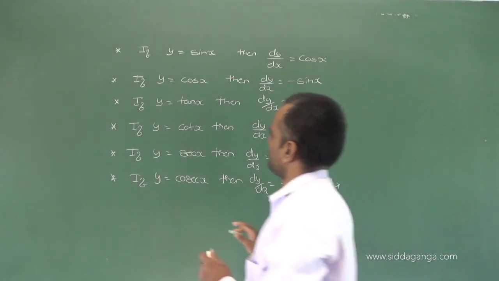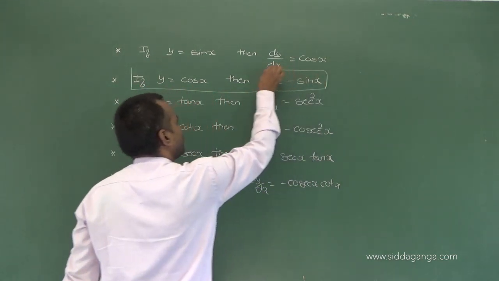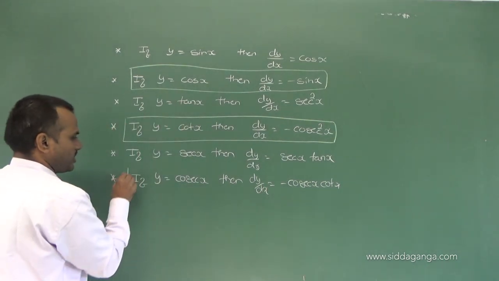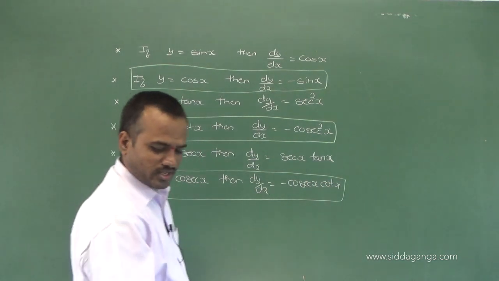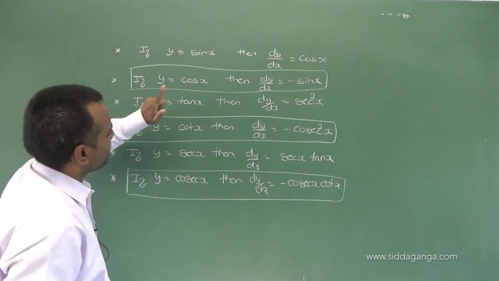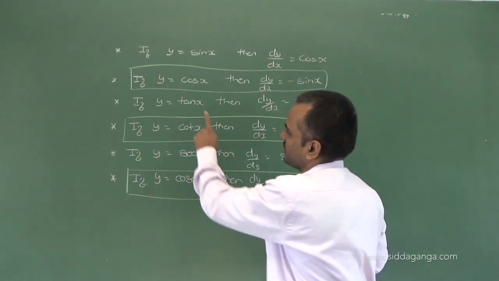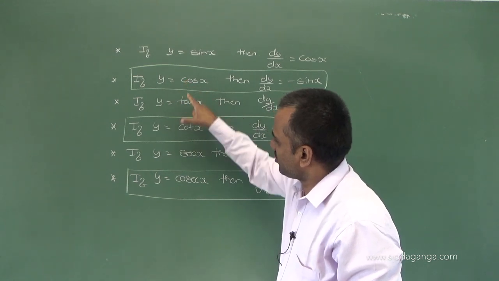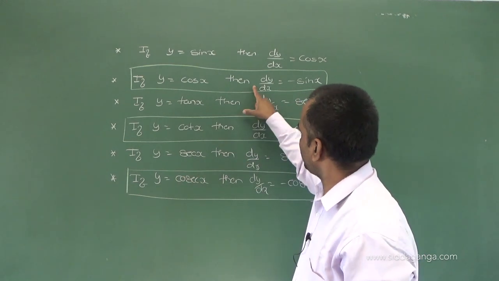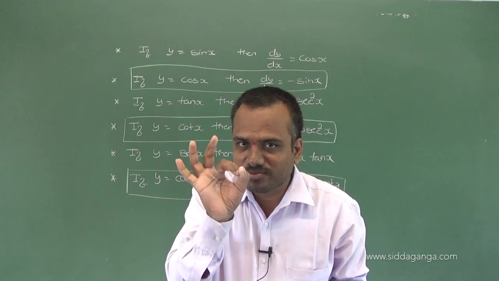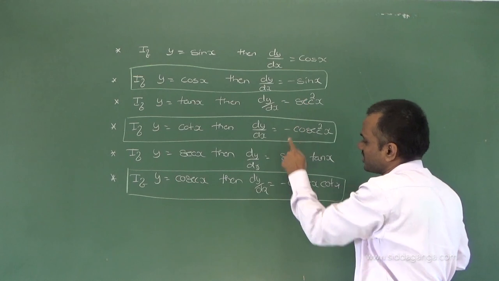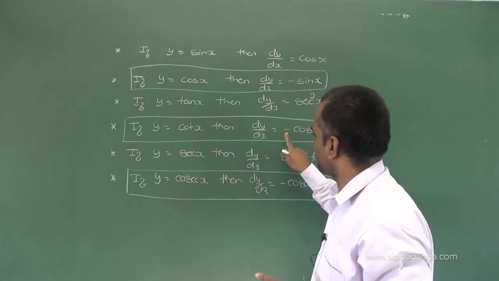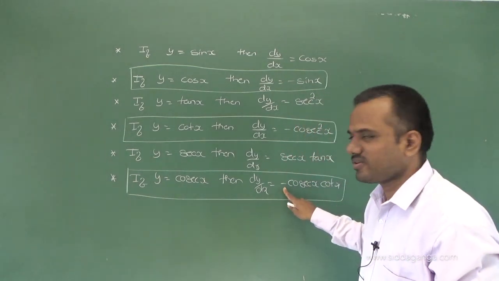Observe here: if y is equal to cos x, dy by dx is minus sin x. If y is equal to cot x, dy by dx is minus cosecant square x. If y is equal to cosecant x, dy by dx is minus cosecant x into cot x. Correct? Observe here, one very important, tricky point: alphabet C. If the alphabet C is present first in the trigonometric function, then the derivative starts with a negative sign. Cos, first alphabet C, derivative is negative. Cot, first alphabet C, derivative is negative. Cosecant, alphabet C first, derivative is negative.